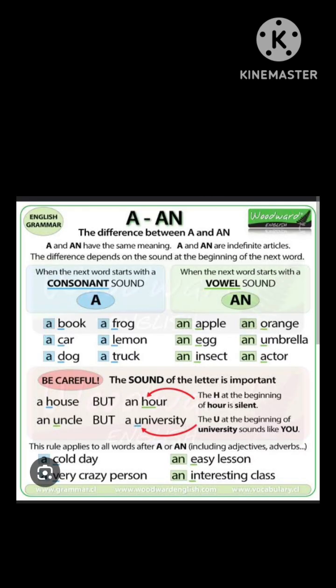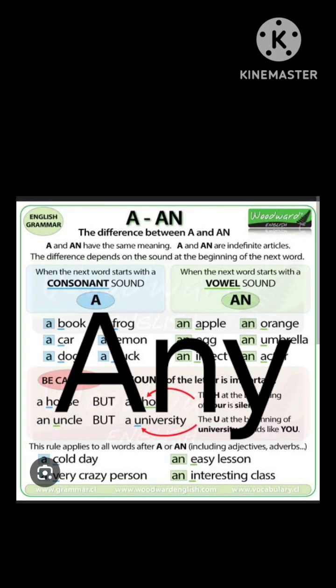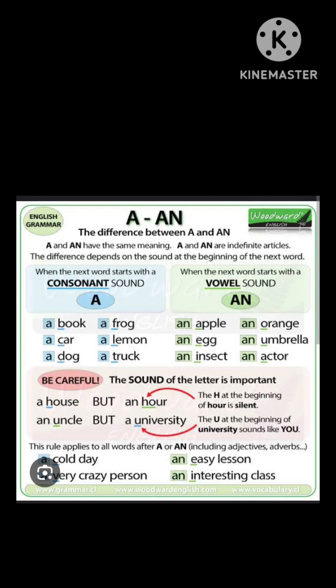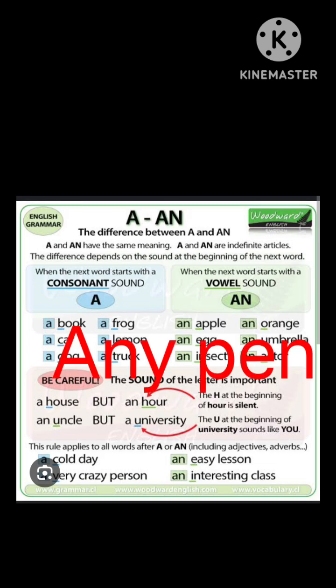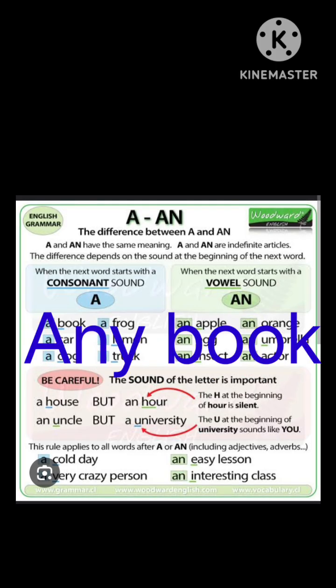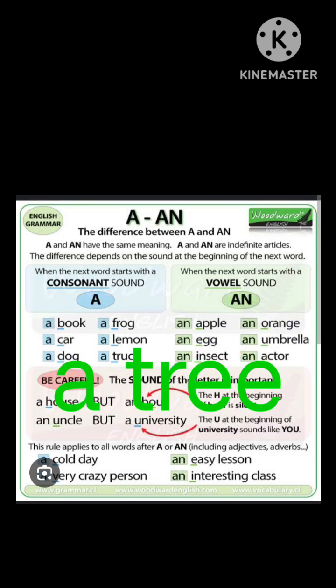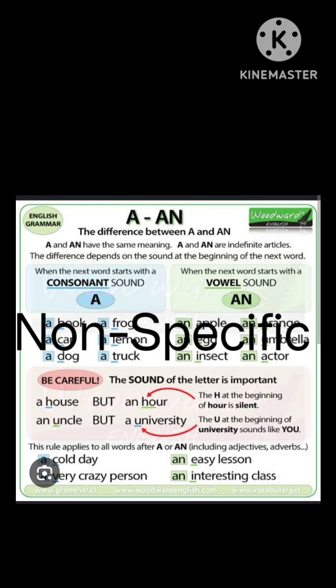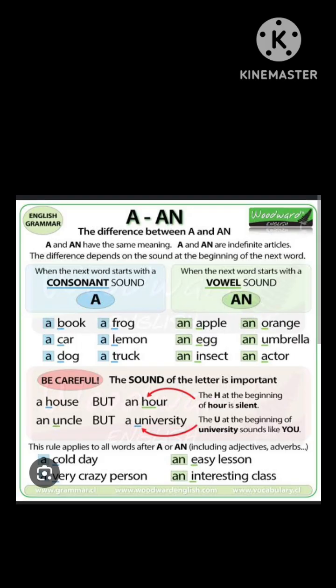Indefinite means it is non-specific. A and an are indefinite articles, used with non-specific nouns. For example, I need a pen. It says any type of pen. I need a pen refers to any pen here. A teacher, any teacher. A book, any kind of book. A tree, any tree. We use the indefinite articles a and an when it is non-specific.